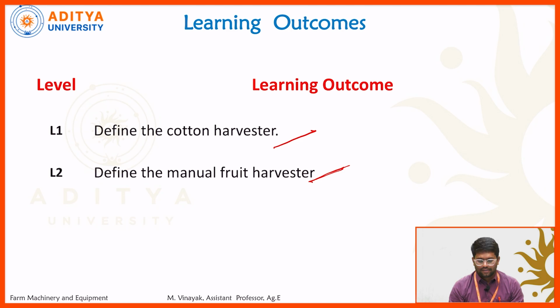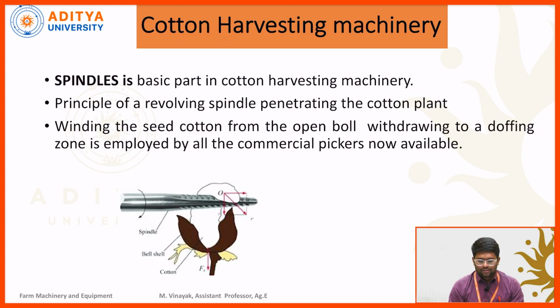Let us look at the first one, cotton harvesting machinery. So first one is the drum type cotton harvesting machinery. Let us look at the spindle, the main part of the cotton harvesting machinery. Let us look at this image. This one is a spindle which consists of a tapered edge. Up to here this one is a cylindrical edge, and from here it is a little bit tapered. It will rotate in clockwise direction.